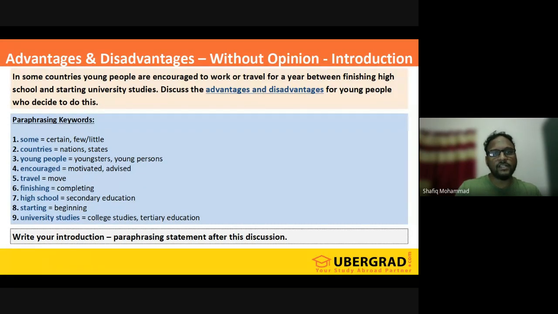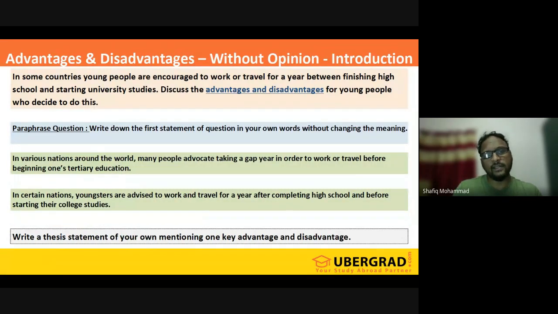Then after paraphrasing the first sentence, you can write a thesis statement. You can write, "In this essay, I'm going to write both the advantages and disadvantages." You can write something like that. So after paraphrasing the question, write down the first statement of the question in your own words without changing the meaning.